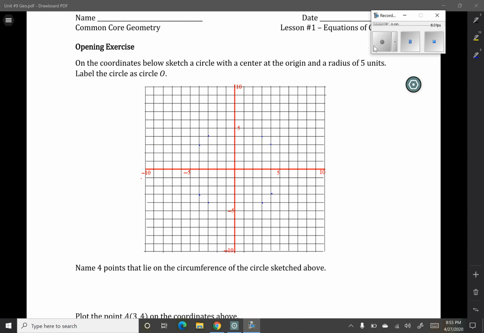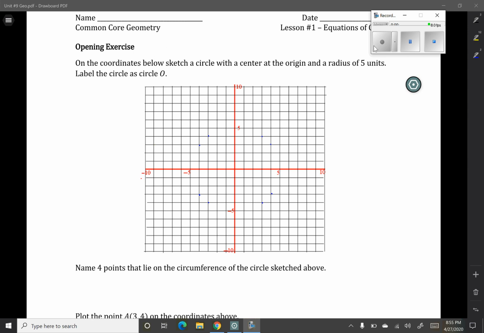Everybody, welcome to the video here for lesson number 1 in our last unit of the year, Unit 9 on circles. So the first couple lessons are going to be us going through and developing the idea of how we can find the equation of a circle, looking at circles on the coordinate plane, and doing a little bit of algebra that goes along with the equation of a circle.